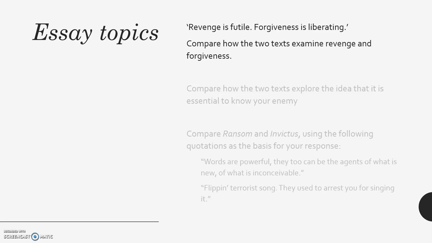Basically, what you need to do is understand what the tag is asking you to do and what themes are relevant in the actual tag. It says, compare how the two texts examine revenge and forgiveness. So obviously, the main themes are going to be revenge and forgiveness, and somehow the connection between those two. Now, you don't need to explicitly refer to the quote throughout your essay at all, but it would be smart to use it as a basis for some ideas.